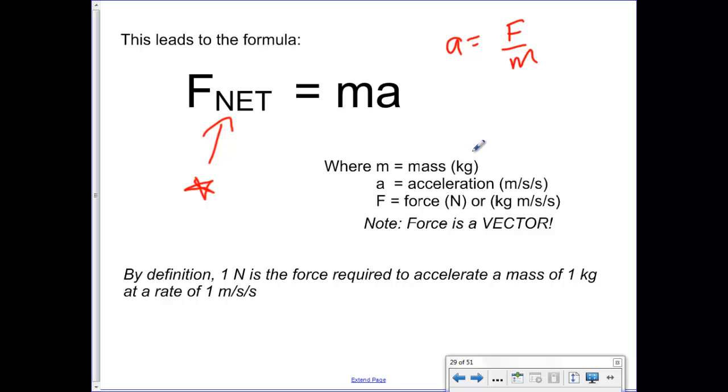In terms of units, mass has to be in kilograms. Acceleration has to be in meters per second squared. And the unit we've been using so far for force is going to be in newtons. Just so you know, 1 newton is equivalent to 1 kilogram meter per second squared. That's what a newton is actually equal to. It's kind of a weird unit.